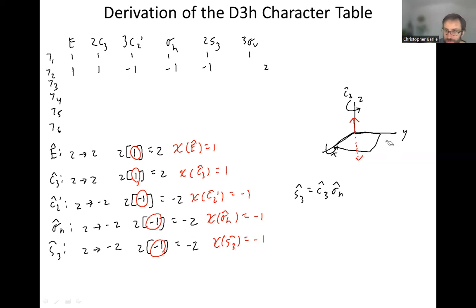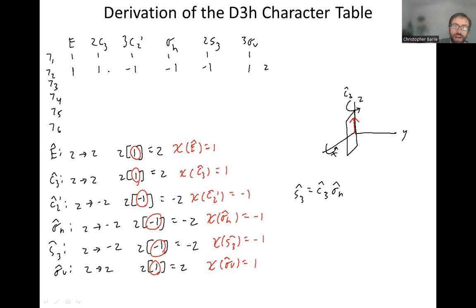Sigma v is a vertical mirror plane. We have 3 of them, and they all contain the z-axis, that principal rotation axis. If a vector is in a mirror plane, it can't see itself in the mirror plane, it's just in it, so nothing happens. So for the sigma v operation, z goes to z. So we have a value of 1 here, and chi of sigma v equals 1.